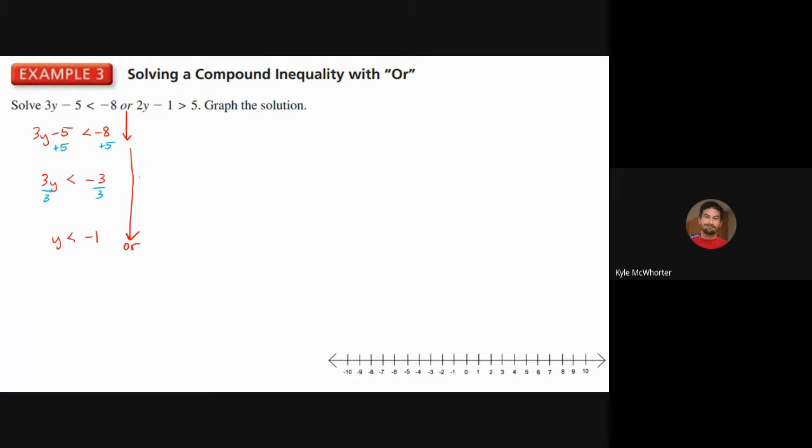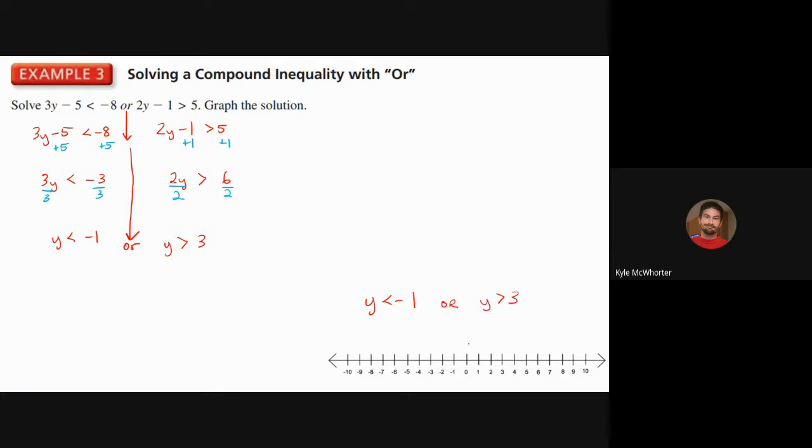Or, then we solve this. 2y minus 1 is greater than 5. So we are going to add 1 to get the -1 away from our y. We got 2y is greater than 6. 2 times y, so we need to divide both sides by 2 to get y. Y is greater than 3. So our solution is y is less than -1 or y is greater than 3.